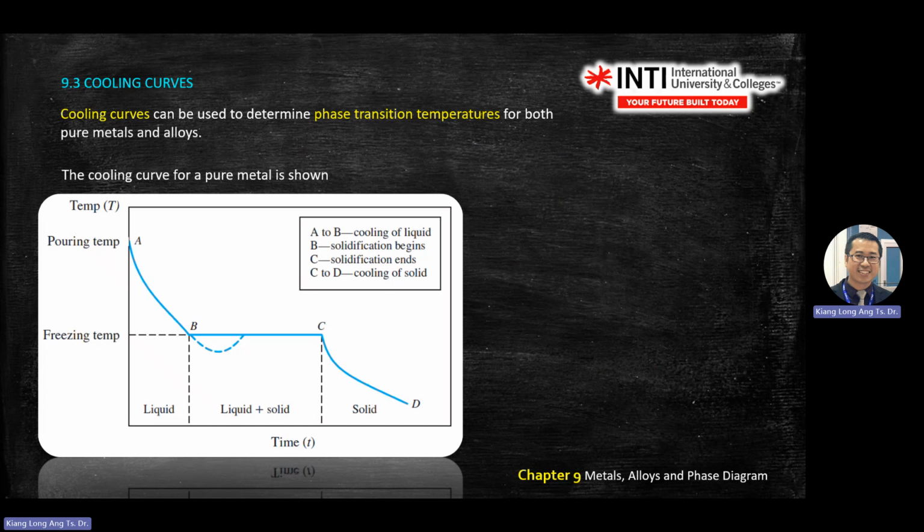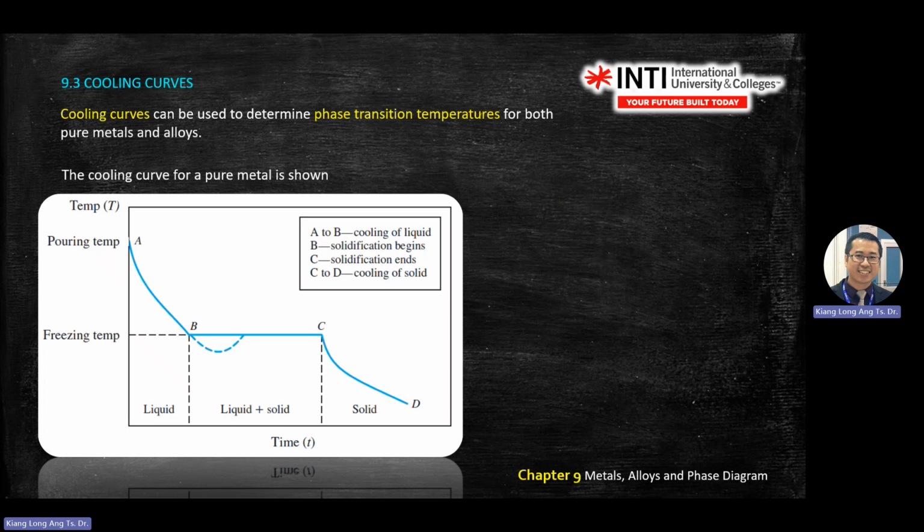Then at B, solidification will start. From here to here, it will hold at this temperature for a certain period of time. From B to C, small metal particles start to appear, then become bigger and bigger. At C, it stops. Once you have 100% solid, it is still hot, then it will cool down.